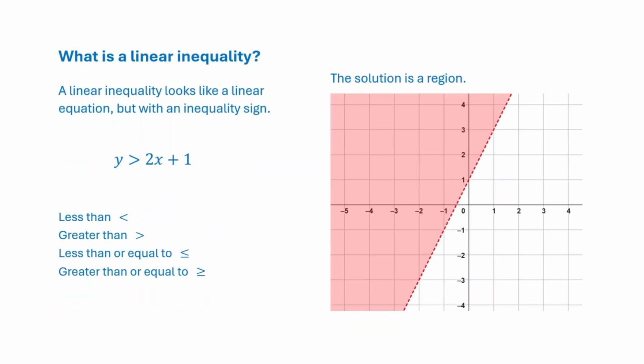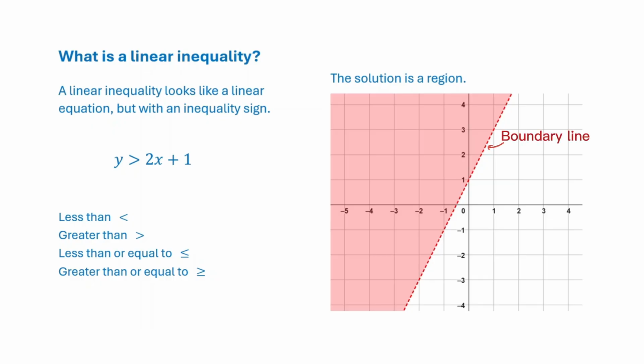What is a linear inequality? A linear inequality is very similar to a linear equation. The difference is that instead of an equal sign, we have an inequality sign. For example, y is greater than 2x plus 1. The inequality signs we can have are less than, greater than, less than or equal to, and greater than or equal to. The graph of a linear equation is a straight line. The graph of a linear inequality is a region.